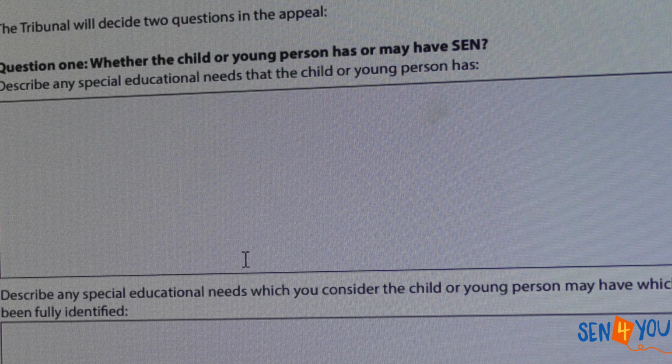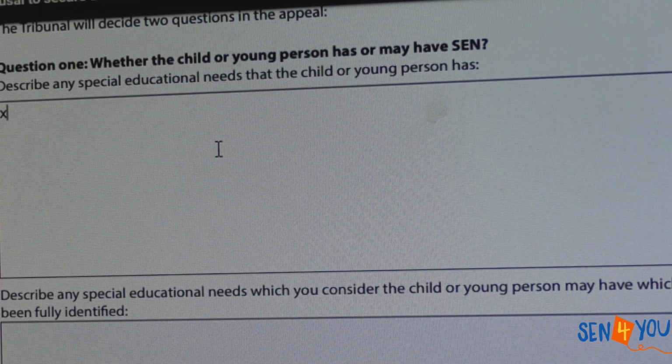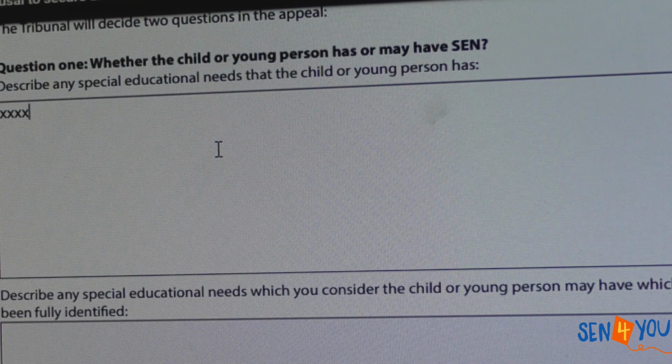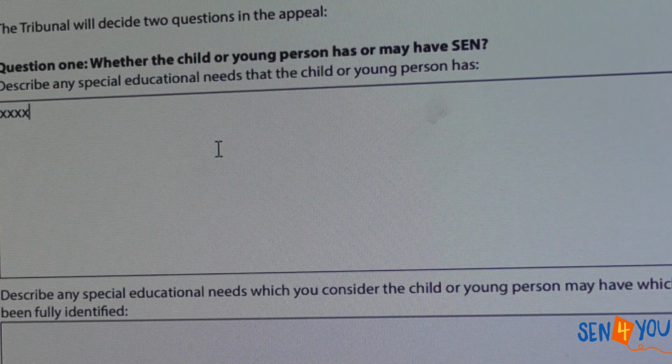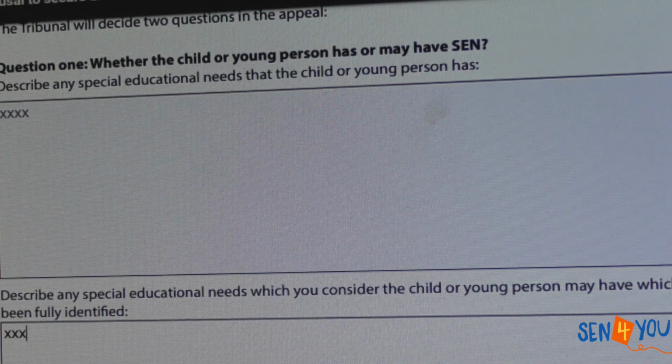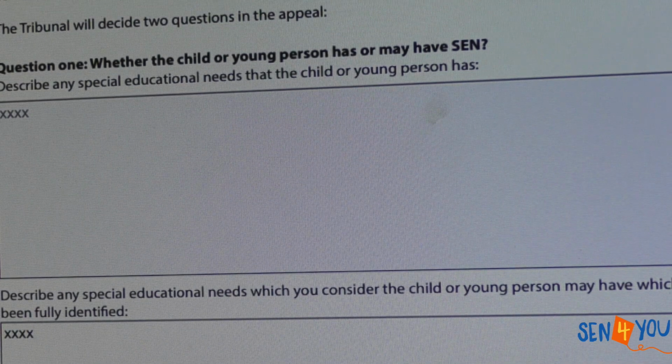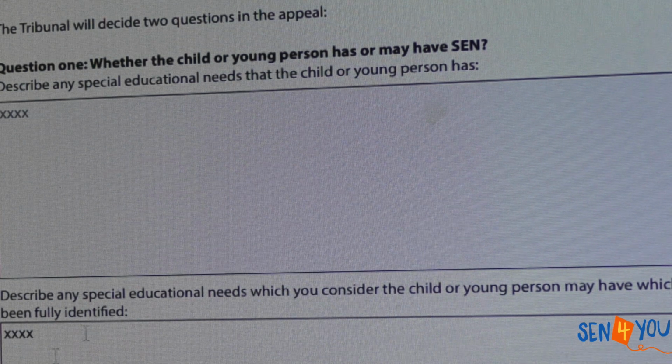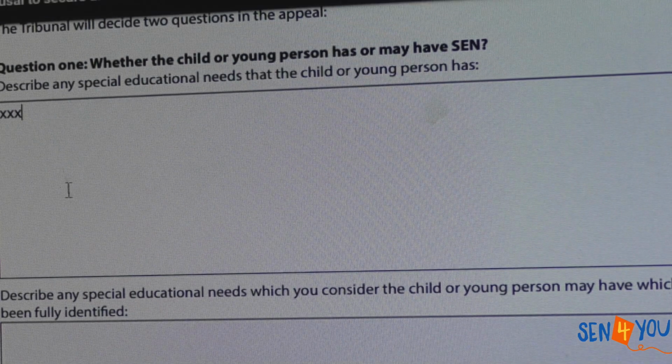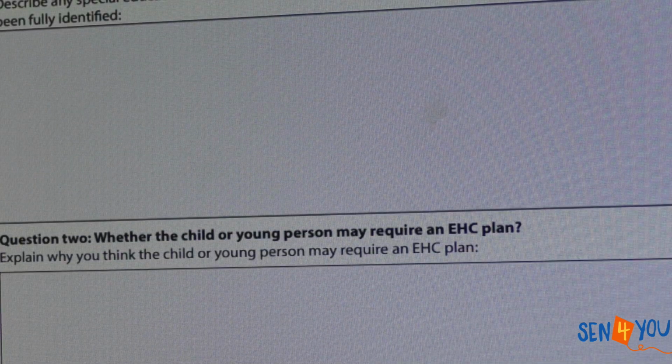So the first box, this one, is the difficulties that you know your child has. The next one is essentially, what further difficulties do you think they have that may require the assessment? Because that ultimately is what the tribunal is going to look at. Are there things that we need to clarify? And the clarification would come from an EHC needs assessment. So you'd fill in those boxes as appropriate to your particular child's circumstances.